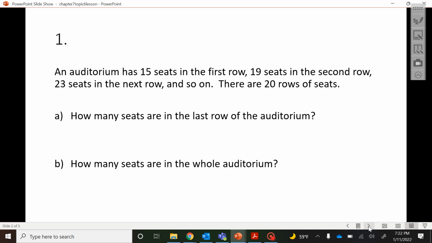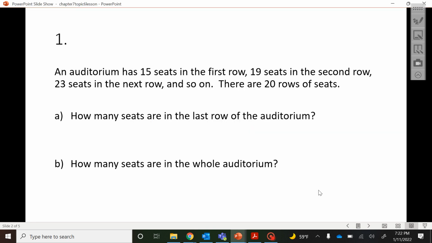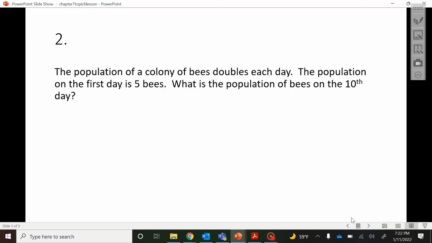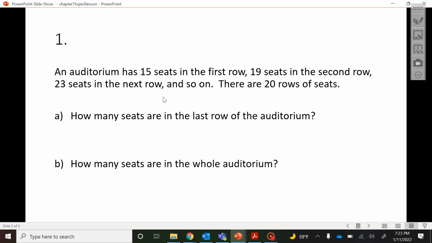So this first problem says an auditorium has 15 seats in the first row, 19 seats in the second row, 23 seats in the next row, and so on. There are 20 rows of seats.